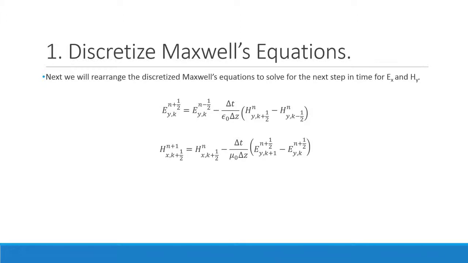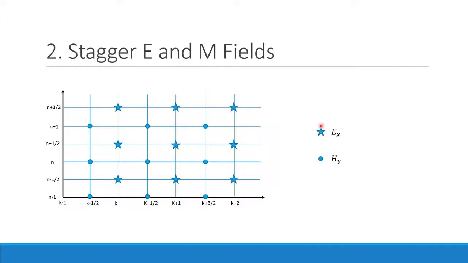What this looks like on the grid is like this. Here we have e of x represented by stars and h of y represented by circles. So when we want to solve for, let's say, this position in time, we're going to end up adding this one, subtracting this point, and adding this point. And that's going to go along all the way. So we're going to end up adding this one to here, subtracting this one to here, and then adding this one to here.